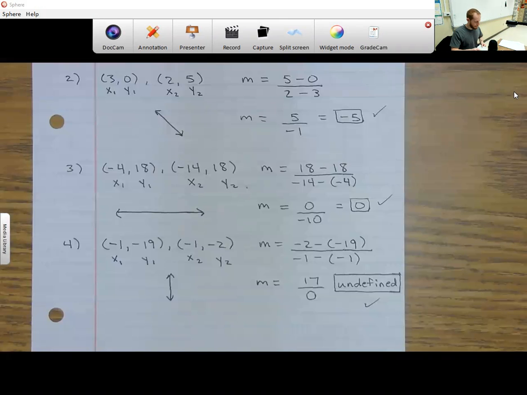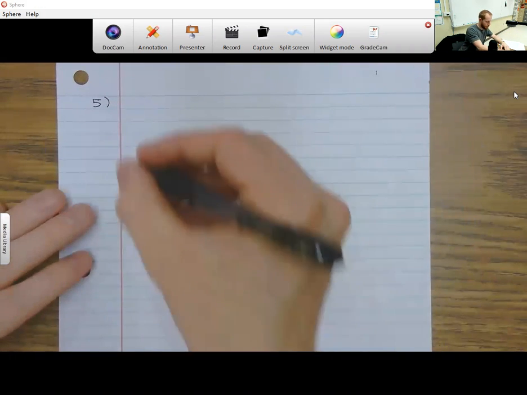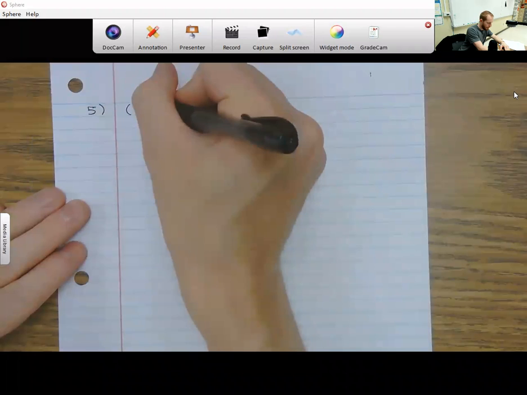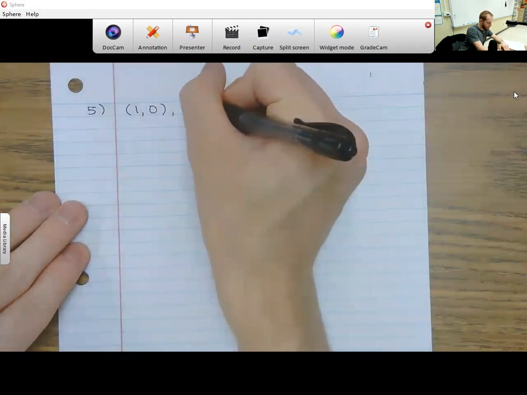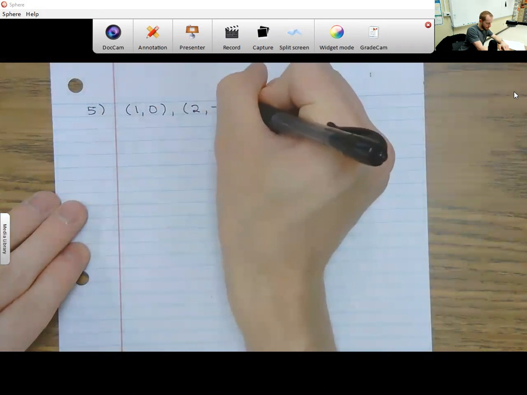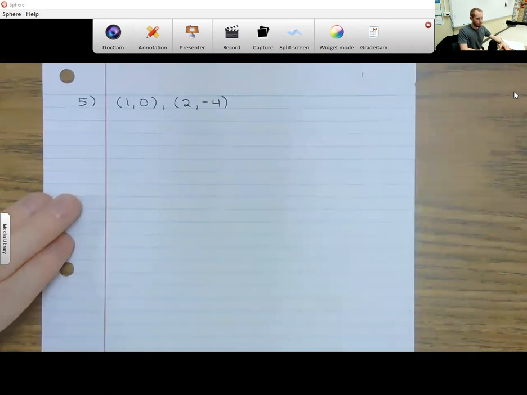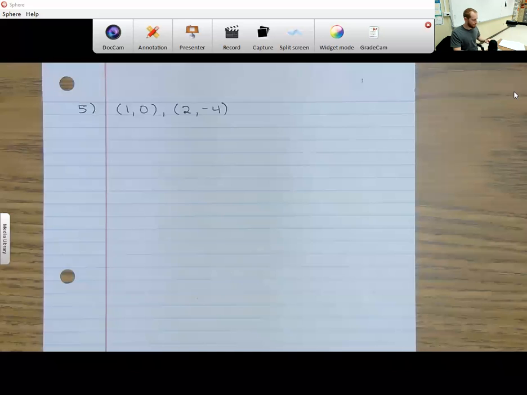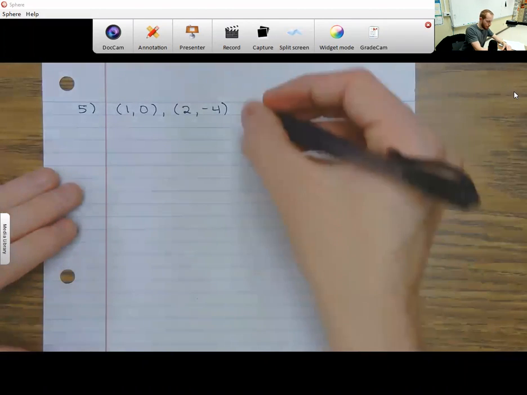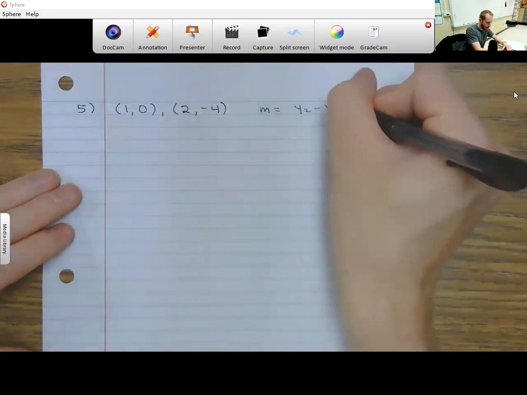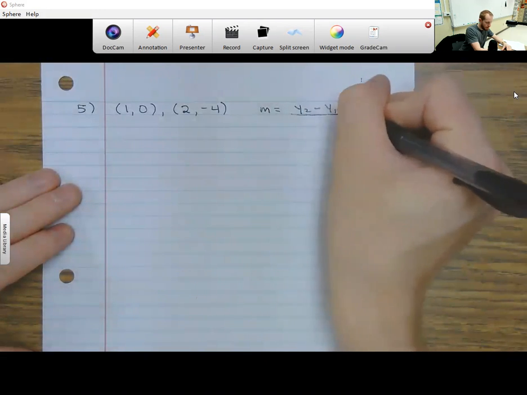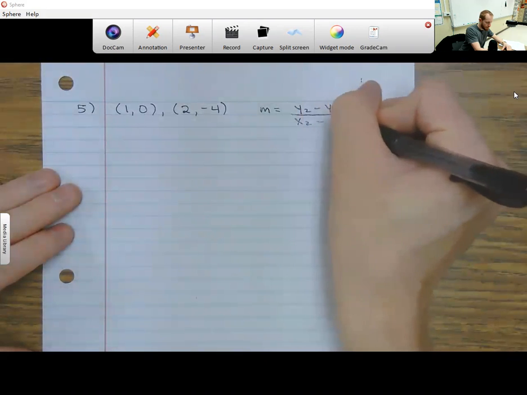Okay, let's look at number 5. So for number 5, the last one that we're going to do, I have 1, 0, and I have 2, -4. So these are the 2 points that they give me. And I know that the slope formula is going to be y2 minus y1 at the top and x2 minus x1 at the bottom.